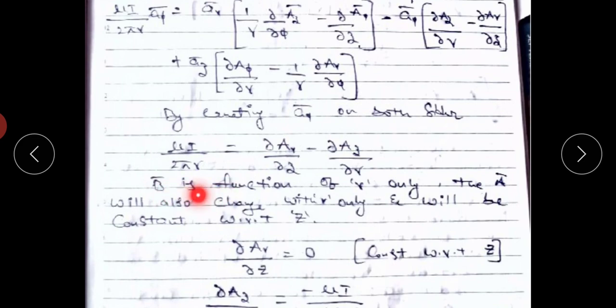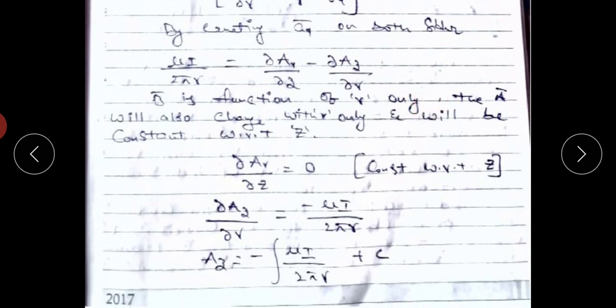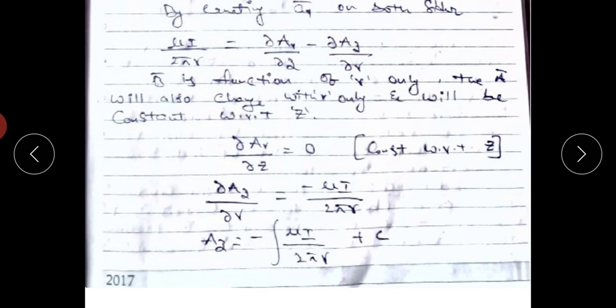So here B bar is a function of R. So the A bar will also change with respect to R only and will be constant with respect to Z. Your final answer is a function of R. So A bar is also a function of R and it is constant with respect to z, so dou by dou z of A R equals 0.